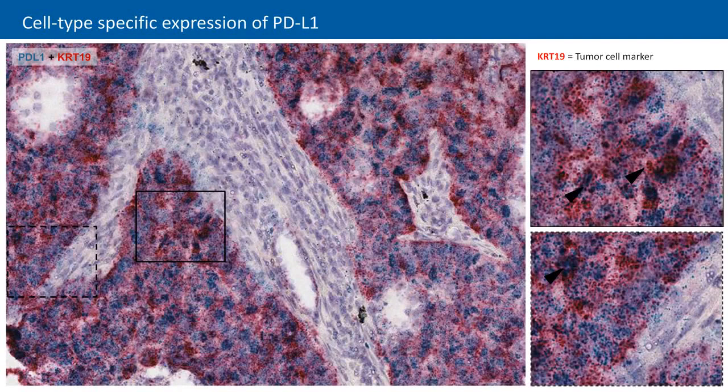Moving on to the next duplex assay, PD-L1 expression in green was combined with the tumor cell marker cytokeratin 19 in red. Co-expression of PD-L1 with cytokeratin 19 confirms PD-L1 expression in tumor cells, which can be seen over here.